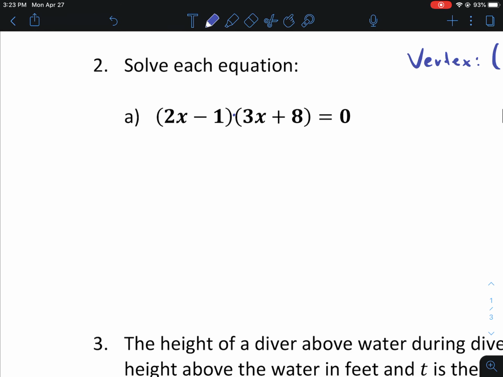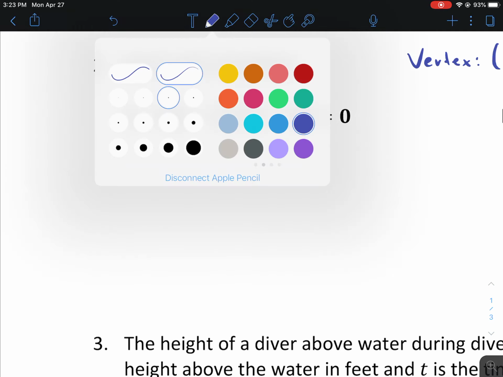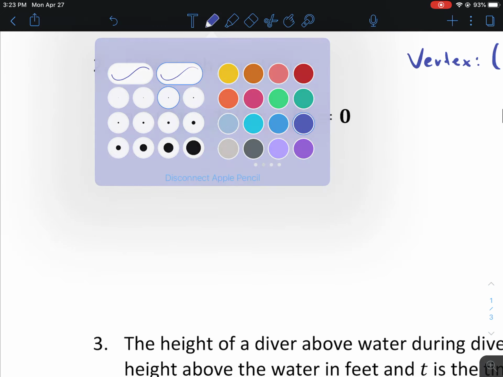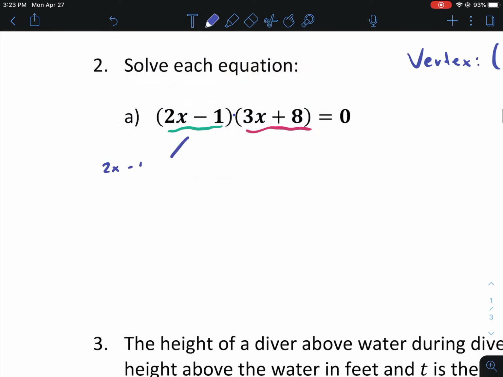We have 2x minus 1 times 3x plus 8. So following the zero product property, the 2x minus 1 is equal to 0, or my 3x plus 8. So if 2x minus 1 equals 0, we're going to add 1. Get 2x equals 1, divided by 2, x equals 1/2.